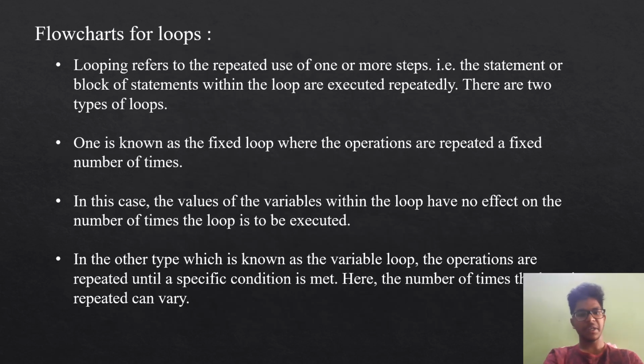Flowcharts for loops. Looping refers to the repeated use of one or more steps. Statements or blocks of statements within a loop are executed repeatedly. There are two types of loops. In one, the number of times the loop is executed is fixed, and the values of the variables within the loop have no effect on it. In the other type, known as a variable loop, the operations are repeated until a specific condition is met. Here the number of times the loop is repeated can vary.